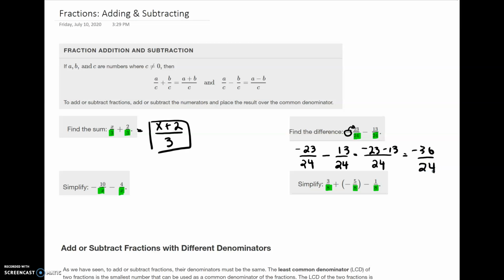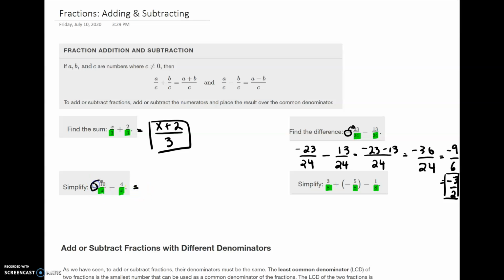Now, I can simplify this. I can divide both the numerator and the denominator by 4. So that would become negative 9 over 6. And I can simplify that even further, dividing both by 3. So this would become 3 halves, and that would be my very final answer there: negative 3 halves.